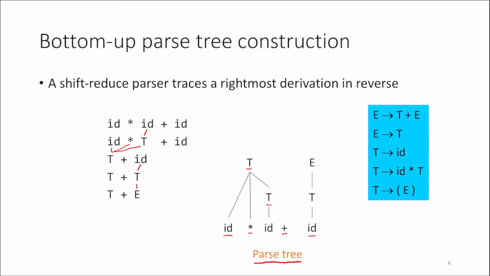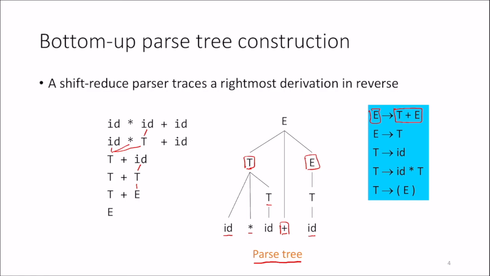And then the last step is to take the T, the plus, and the E, and then use this rule to replace it with an E. So I get the start symbol E, and I can draw that in the parse tree in this way.